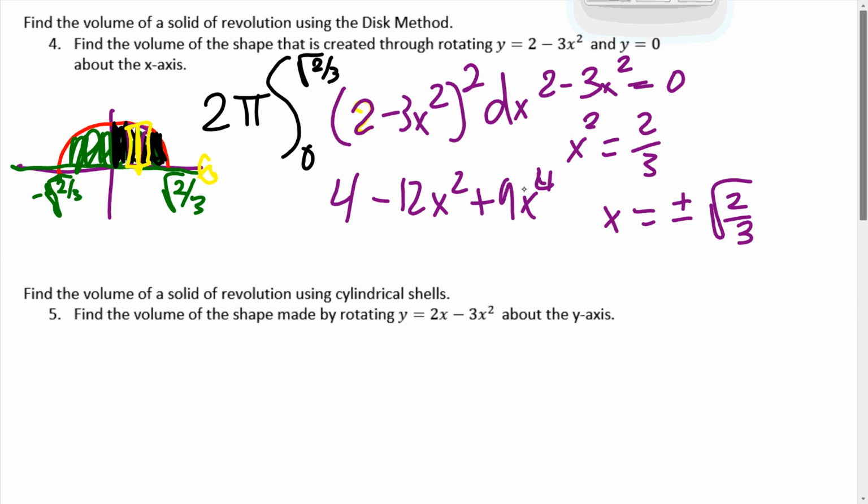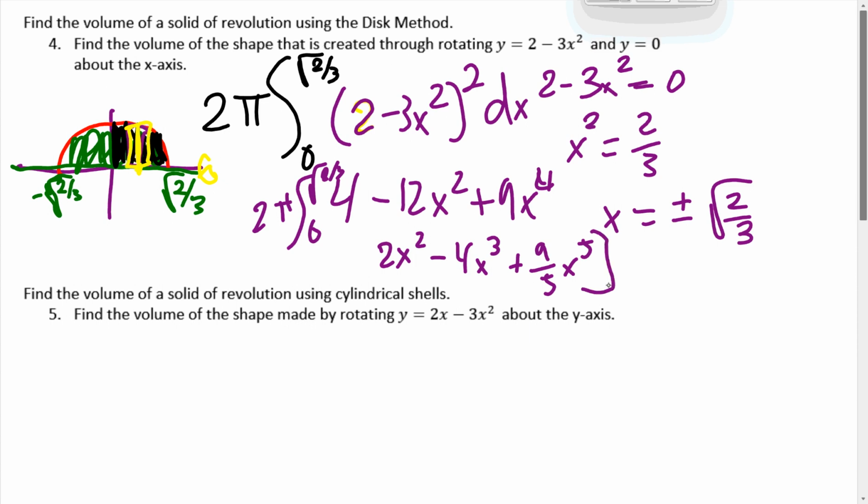Okay. All right, and then now we have to take the integral of that, right? Okay, running out of room here, and that kind of stinks. So then we take the power rule. So that would be 2x squared minus 4x cubed, and then plus 9/5 x to the 5th. Ugh. From 0 to root 2/3. Ugh. And times that by 2 pi.